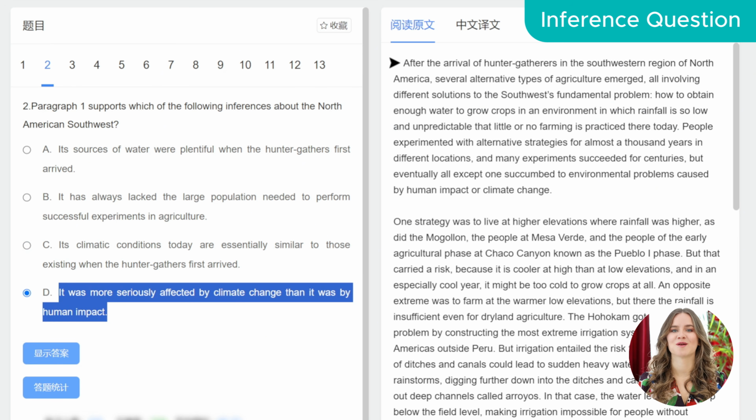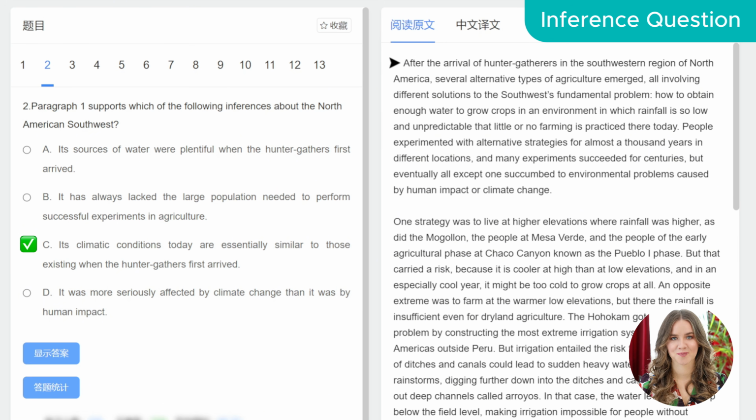Now D, it was more seriously affected by climate change than it was by human impact, is incorrect. There is no comparison made between climate change and human impact. The paragraph only mentions human impact or climate change at the end, but doesn't compare them. So C is the correct answer.